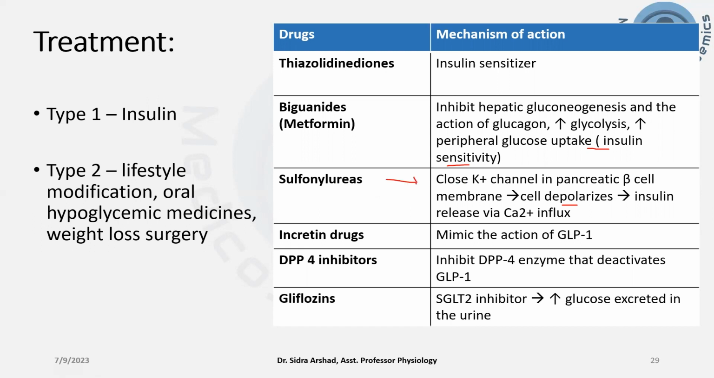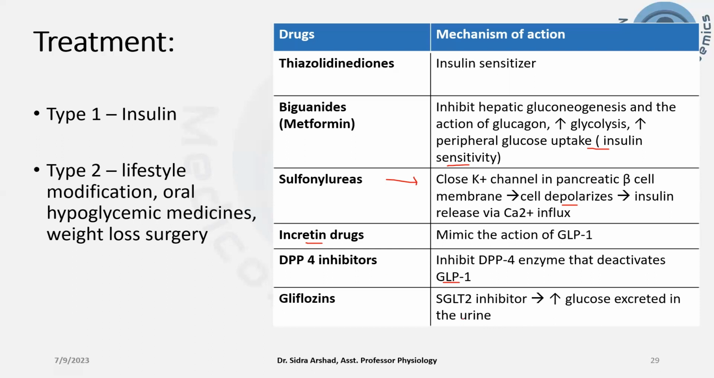They close those channels. Then there are certain drugs which are known as incretin drugs. They mimic the action of glucagon-like peptide 1, which also increases the release of insulin from the beta cell. Then there are certain inhibitors of the GLP-1 deactivators, the DPP-4 enzyme. So when these deactivators are inhibited, the GLP-1 can exert its action even more.